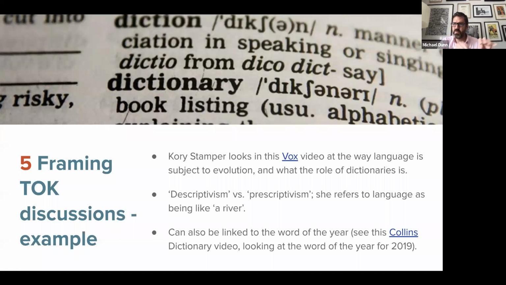Which one comes first? It's almost like the chicken and the egg. Do we need words in order to have a concept, or do the concepts come first and then we come up with the words? It's a really interesting idea there.